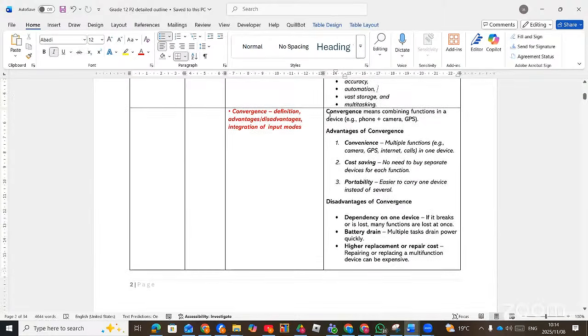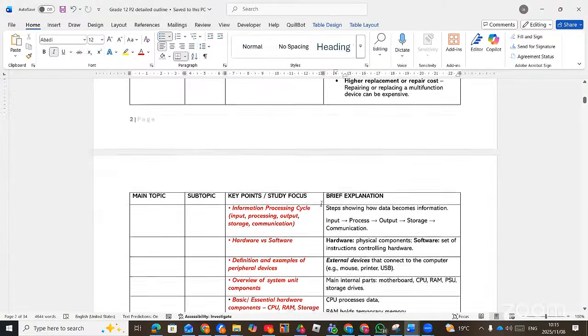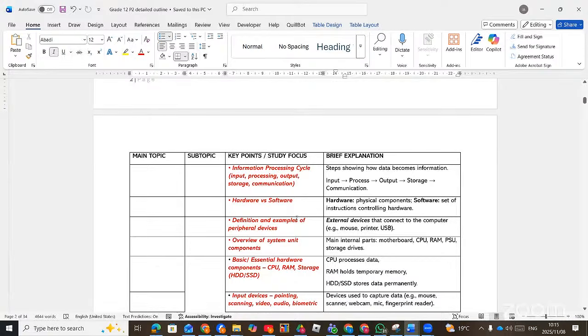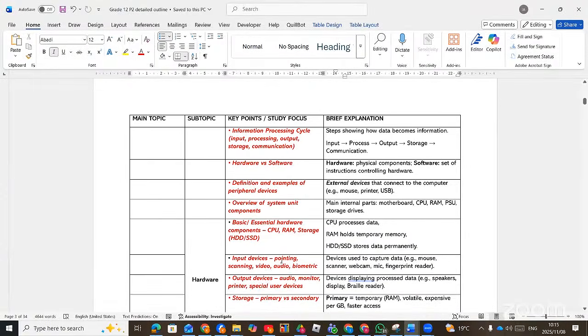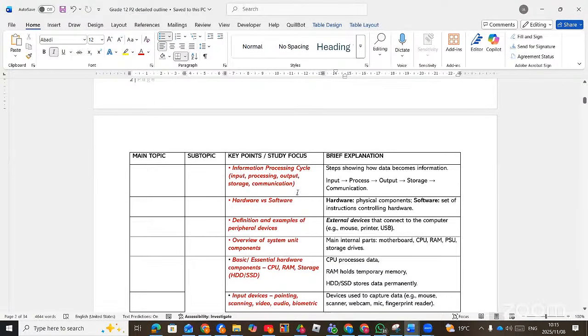Then also we have integration of input modes to enhance productivity. We will talk about it also here. Then the information processing cycle, the steps showing how data can become information, the series of stages. You need to know them. What is input? That is entering data into the computer. Processing, that's analysis and manipulation of the data to become information. Output will be the displaying of the results on the screen or on hard copy.